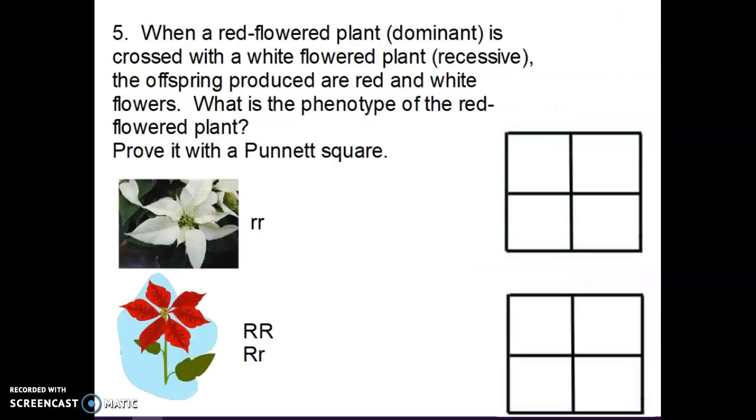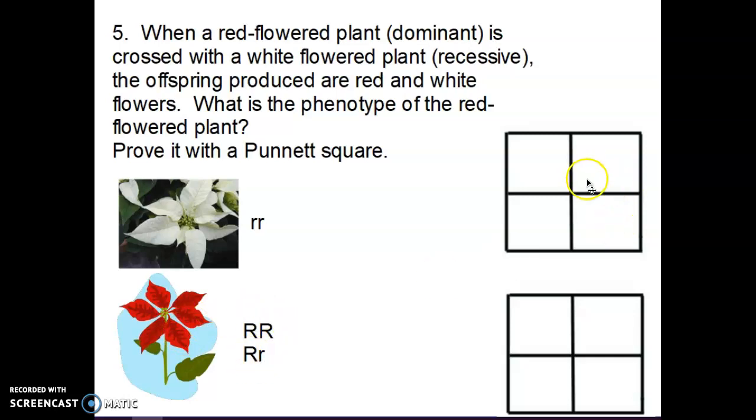Okay, so let's look at a couple of examples here. If a red flowered plant is crossed with a white flowered plant, the offspring that it produces are red and white. What is the phenotype of the red flowered plant? Well, that's actually a bad question. That should say what is the genotype of the red flowered plant, because we already know it's red, right? Okay, so the only way to have the white one would be little r, and the two ways to have a red one, since it's dominant, would be big R big R, or big R, little r.